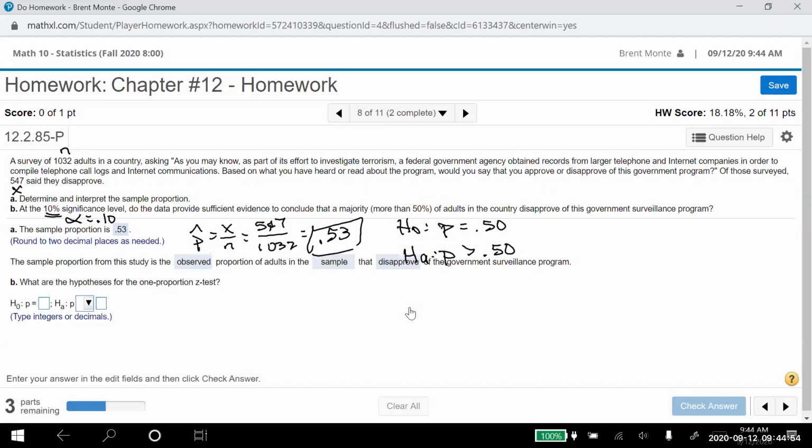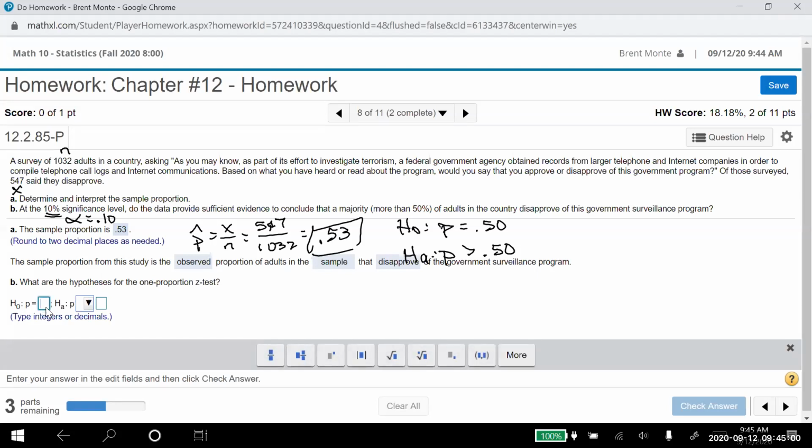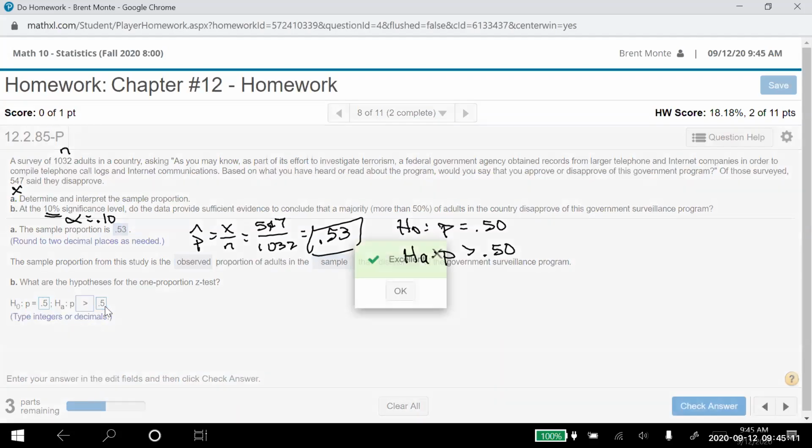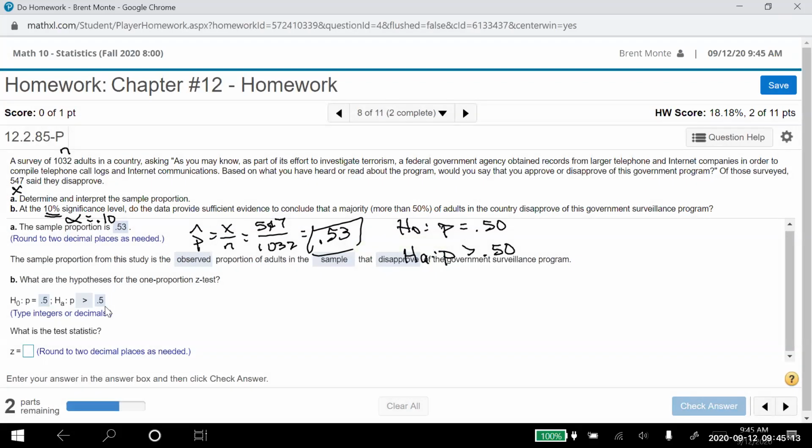What are the hypotheses for the one proportion z-test? Oh, the null hypothesis test. The null was that p is equal to 0.5, and the alternative was that p is greater than 0.5, because that would mean a majority. What is the z statistic? Okay, now let's test this. Notice these are z and not t. With proportions, it's always going to be a z-test, not a t-test.